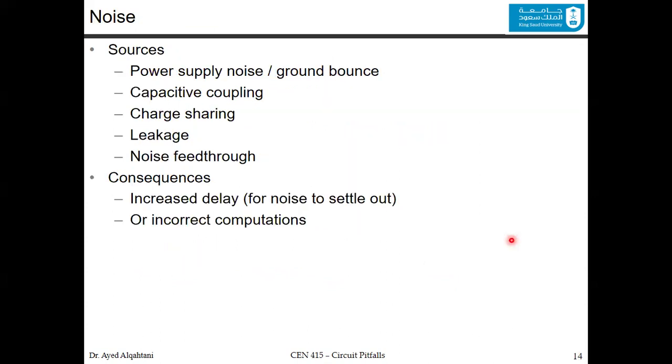Now, for the noise, there are so many sources that we talked about before. Some of the sources are the power supply noise, the capacitive coupling, the charge sharing, the leakage, the noise feedthrough, and so on. The consequence is that it increases the delay for noise to settle out. So if you have spikes, this means that you have more delay, less performance, and less speed.